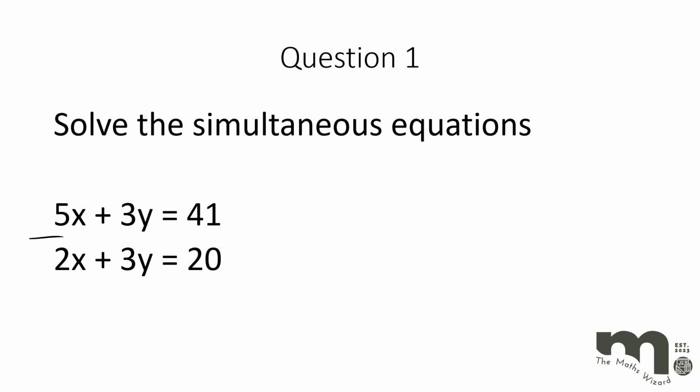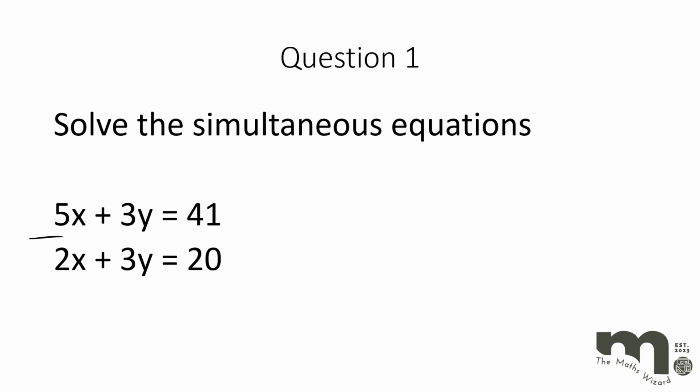Now, sometimes it might be worth swapping them around. If the 2x plus 3y was written above that, you can swap them around. It just means then you're doing 5 take away 2 instead of 2 take away 5. So it kind of eliminates the need for some negative numbers.